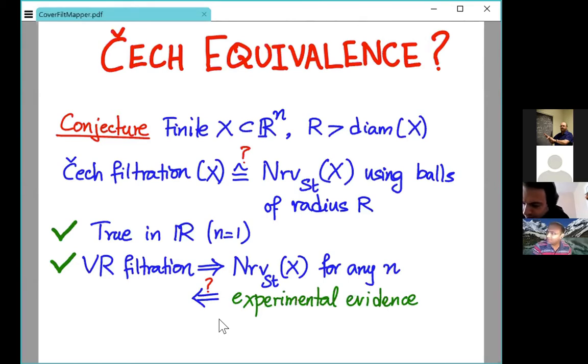I mean, as you said, the Vietoris-Rips does not completely determine the Cech. There are more things that show up when you look at three-way, four-way intersections. So yeah, it's a good question. I don't know off the top of my head. Any other questions? That's it for me. Okay. Thanks, Michael.